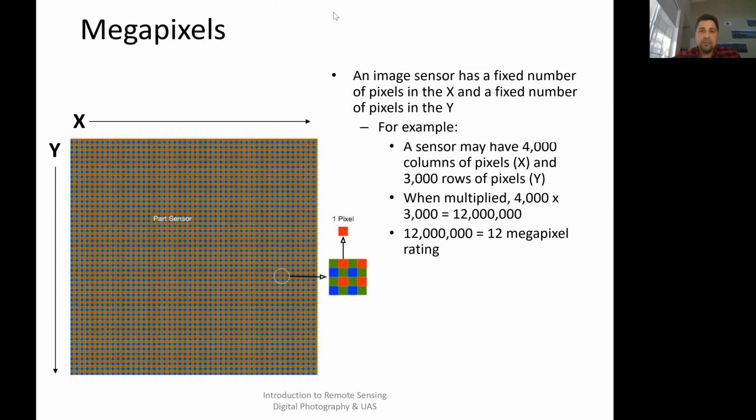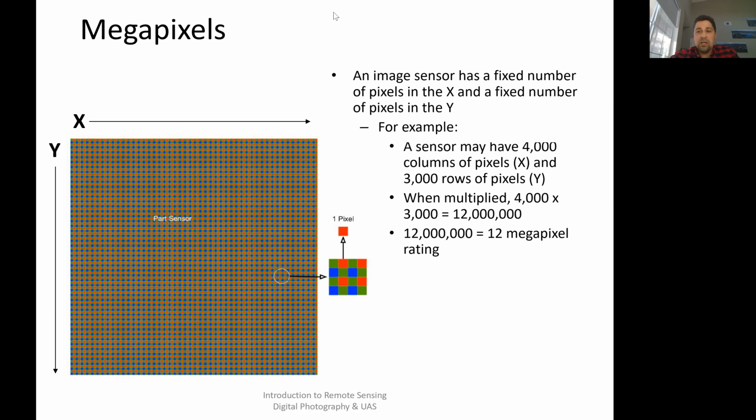And pixels makes me bring up a very common terminology called megapixels. Let's understand what that really means, especially in the digital landscape. When we say megapixel, we're talking about the image sensor and its linear arrays. The image sensor has a fixed number of pixels in the X, the horizontal, and a fixed number of pixels in the Y, the vertical.